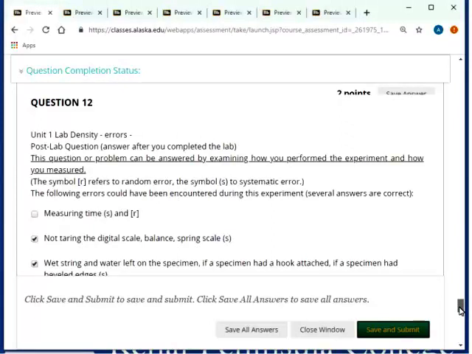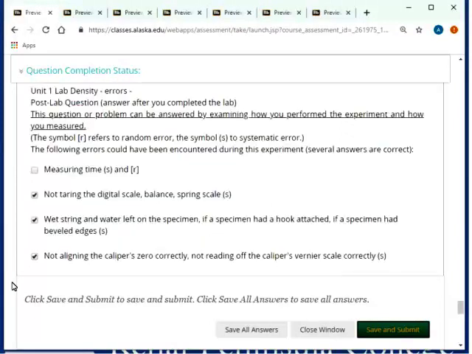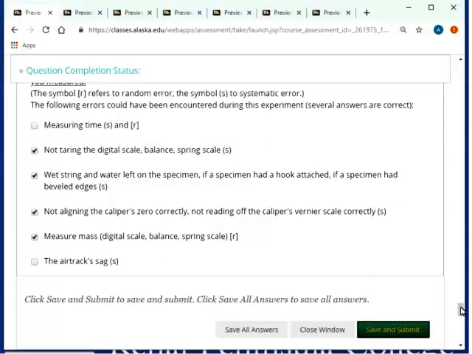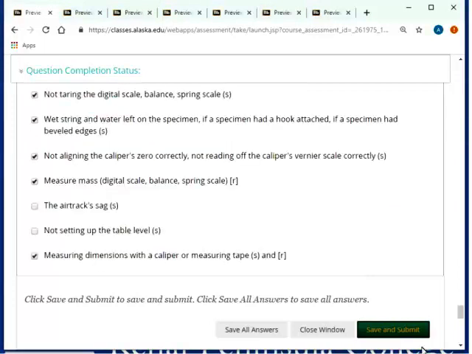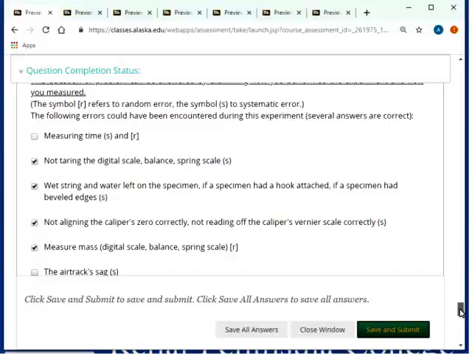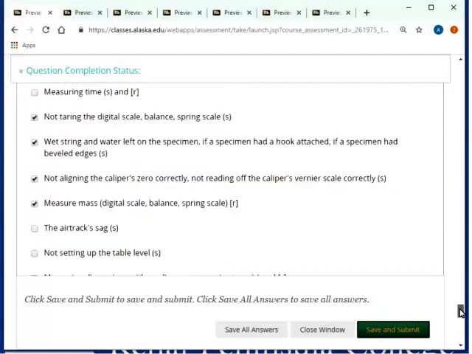And this is possibly the last one on this post lab. So the errors for the density lab, there should be 5 of them. Let's see here. We didn't measure mass in this particular one. That's why I got confused earlier. Not taring the digital scale, that makes sense. The wet string and water left on specimen, and so on. Not aligning the caliper 0 correctly. Measure mass. And measuring dimensions with a caliper or measuring tape. So these are all the possible errors for the density lab. And it should yield very accurate results because there are no moving parts and you can measure very accurately with a digital scale and with a caliper. And that is the recording for post lab 1.